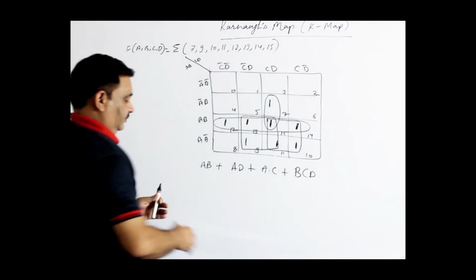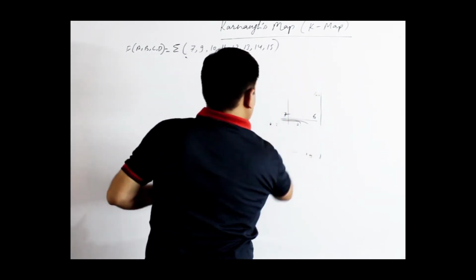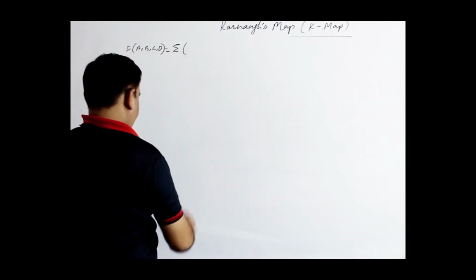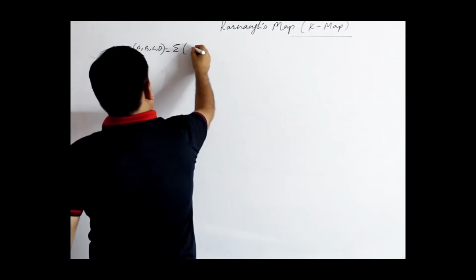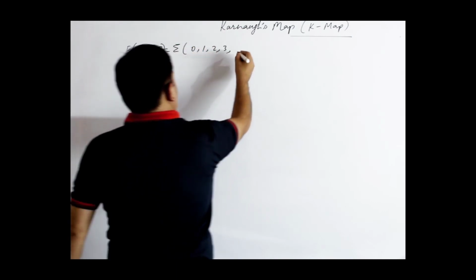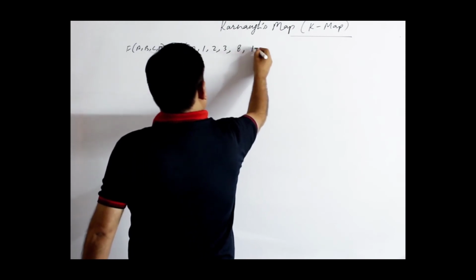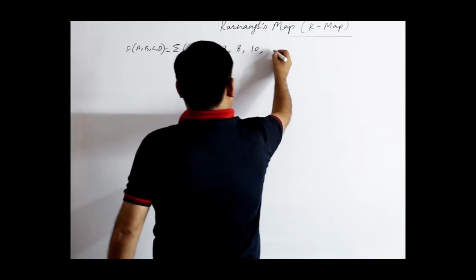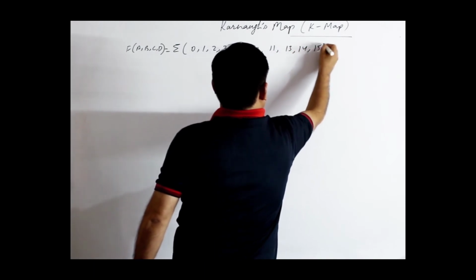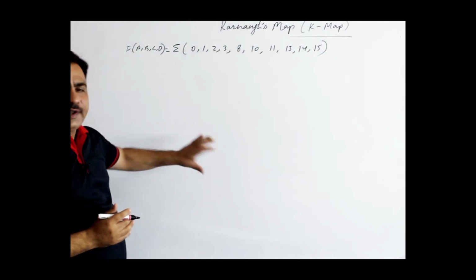One more example. 0, 1, 2, 3, 8, 10, 11, 13, 14, 15. I have taken some designations. Now we have to draw the K map and find the reduced expression.